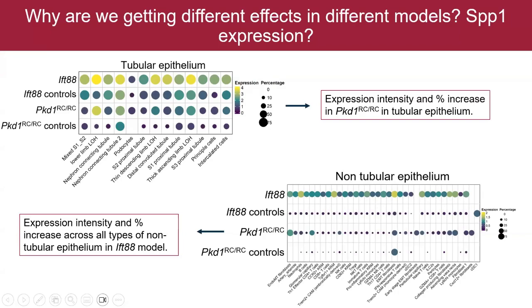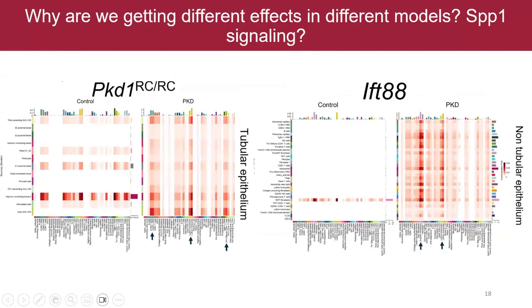When we look at the non-tubular epithelium, however, the pattern's a little bit switched, and we see more of an impact in our IFT88 mice than we do in our PKD-RC mice, suggesting that our SPP1 expression might be coming from different cell types in these two disease models.